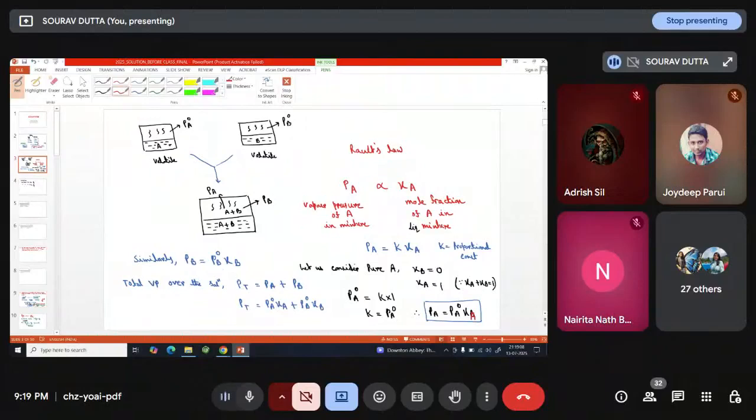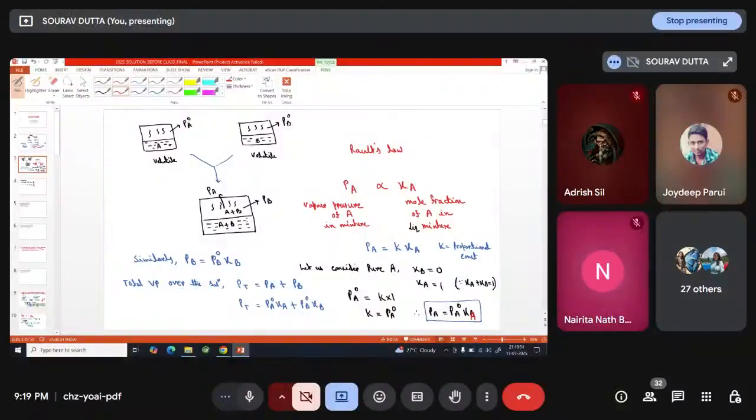Similarly we can write the vapor pressure of B in the solution: PB equals PB naught into XB. Fine. So the total vapor pressure over the solution, the gas mixture. So Dalton's law of partial pressure: total pressure equals PA plus PB, partial pressure of A plus partial pressure of B. So PA means PA naught into XA, PB means PB naught into XB. So total vapor pressure over the solution PT equals PA naught XA plus PB naught XB. I repeat, this XA and XB are the mole fractions of A and B in the liquid phase, respectively.